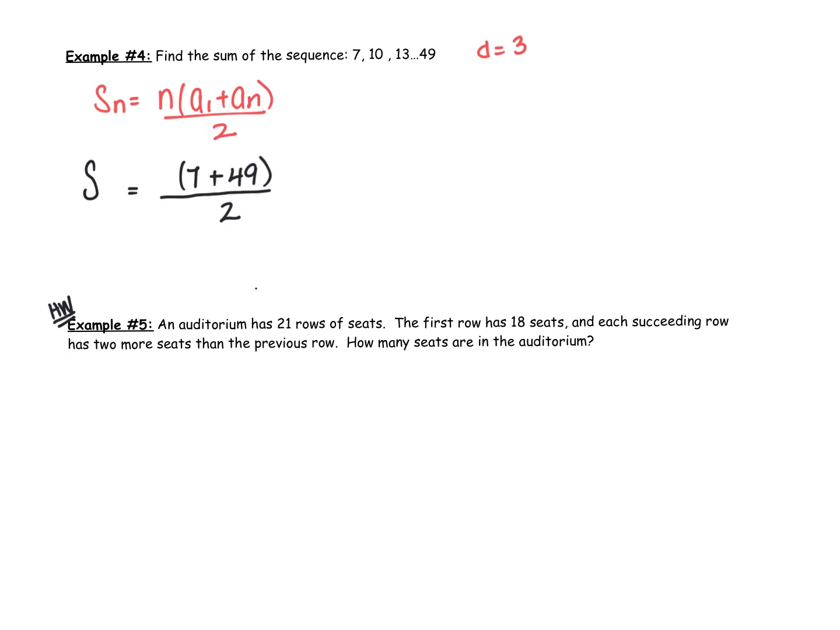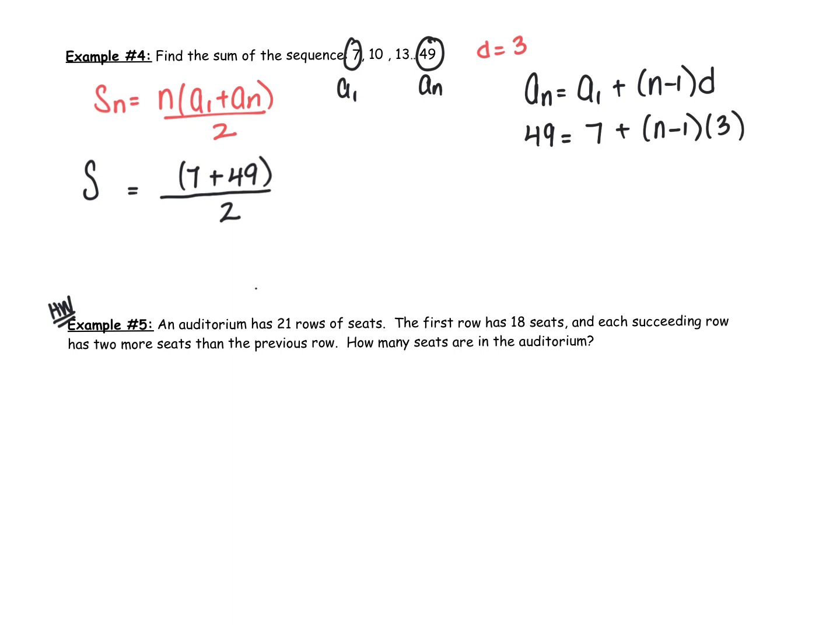So I need to figure out how long it takes me to get to 49. So we have to use that explicit formula yet again. We know the a sub n, my last term here, is 49. We know my first term, a sub 1, is 7. We want to find n, the number of terms, with a common difference of 3. So we just have to solve this equation.